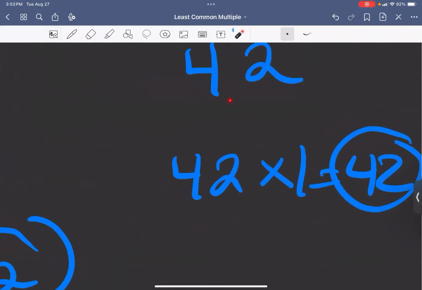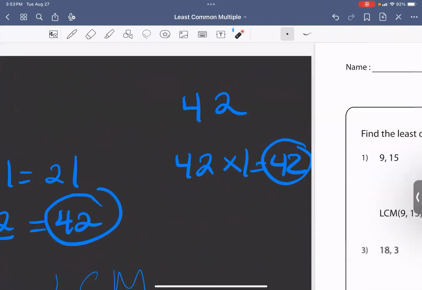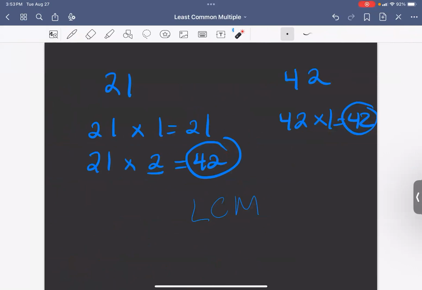Now, the first multiple of 42 is 42. Once I see that I have a multiple that two numbers have, I can stop, because they share, or they have in common, the number 42 as a multiple. Now, this is important to know for when you're adding and subtracting fractions and you need to find a denominator. This is when you're going to use finding the least common multiple. We're not going to work with fractions today. We're just going to work on finding the least common multiple.